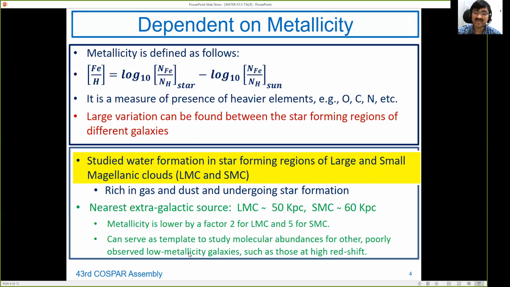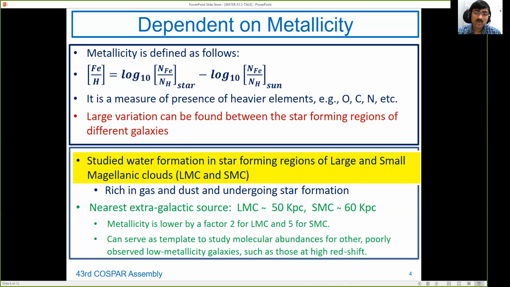So they can serve as a basic template to study water formation for other poorly observed low metallicity galaxies, such as those at high redshift. These are galaxies which are far away, so we cannot study them properly. So the LMC and SMC can serve as a basic template. Now the LMC is metal poor by a factor of 2, whereas the SMC is metal poor by a factor of 5.